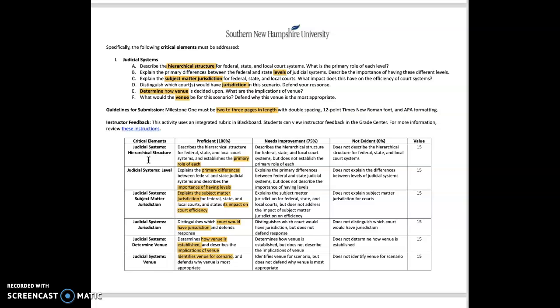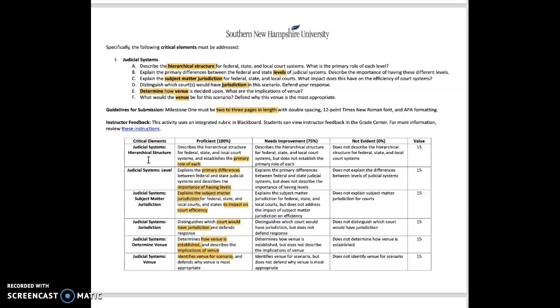Oftentimes, the Supreme Court will make a decision such as Miranda versus Arizona, which is that police have to advise you of your constitutional rights. Or they've ruled on school segregation, an array of things that have a significant impact on most Americans, right? Those are policy-making decisions, right?